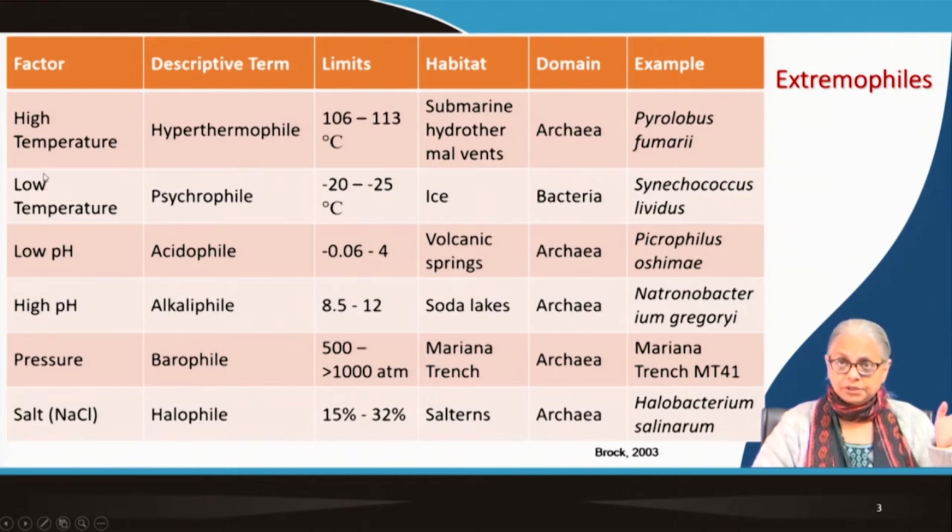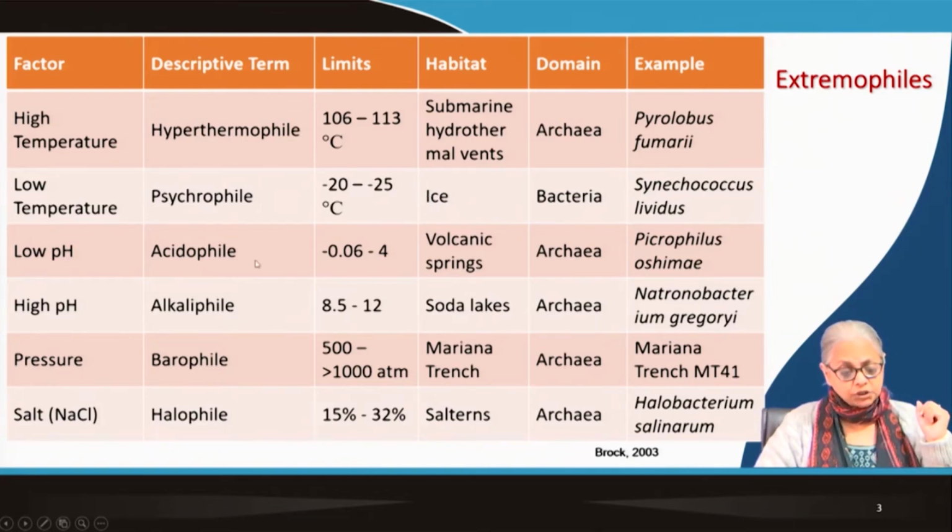At the other end of the temperature range, we have what are called psychrophilic bacteria. These psychrophilic bacteria are capable of thriving under sub-zero conditions. So we have one particular species, Synechococcus lividus, which is capable of living even in ice. So people have bored into Antarctic ice and found examples of algal as well as bacterial cells that have been able to thrive even under those conditions.